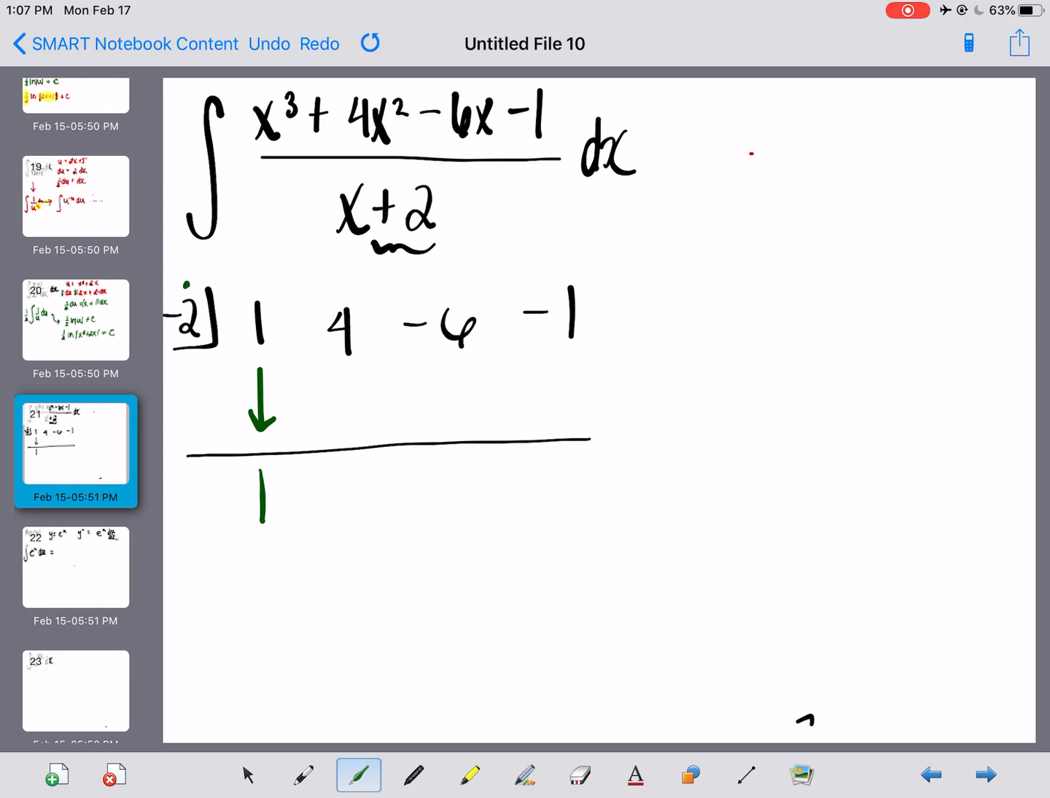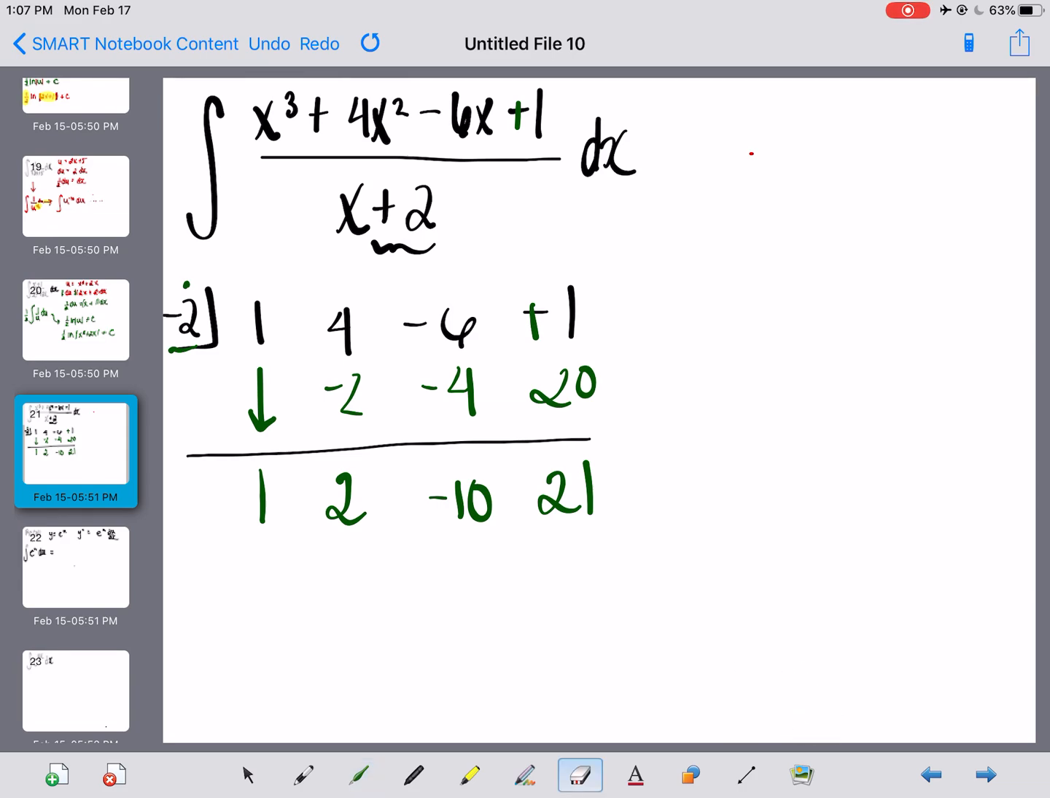Negative 2 times 1 gives us negative 2. Add vertically, 4 minus 2 gives us 2. Negative 2 times 2 is negative 4. Add again, you get negative 10. Negative 2 times negative 10 is positive 20. 20 minus 1, should that be a negative 1? Oh, no, actually the original problem, I'm going to make it a plus 1. You'll get 21.